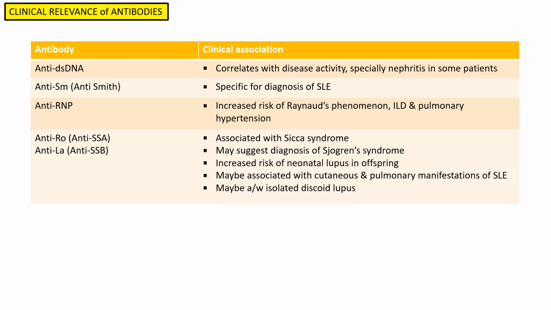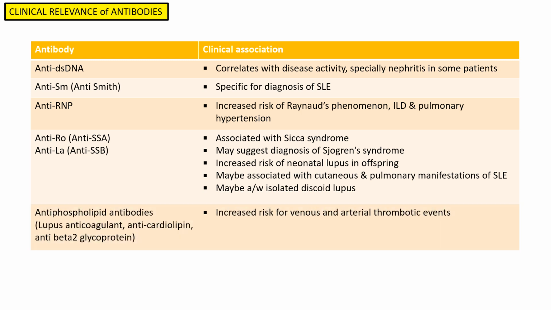Anti-Ro, that is anti-SSA, and anti-La, that is anti-SSB, are associated with sicca syndrome. They may suggest a diagnosis of Sjogren syndrome. They pose an increased risk of neonatal lupus in offspring, may be associated with cutaneous and pulmonary manifestations of SLE, and may be associated with isolated discoid lupus.